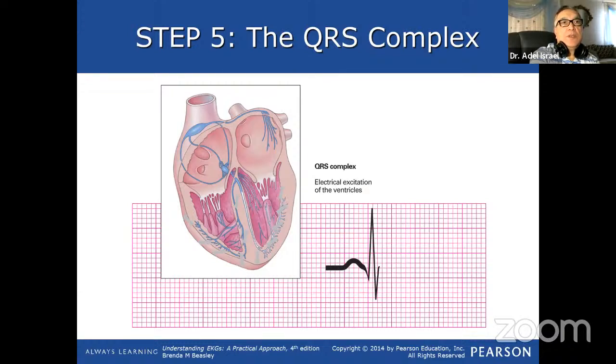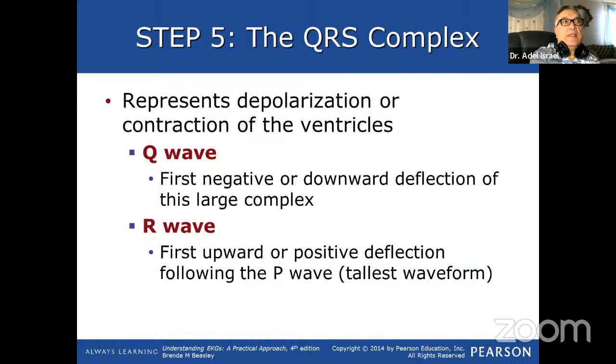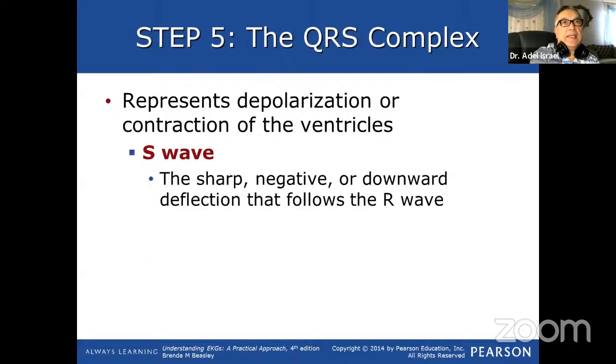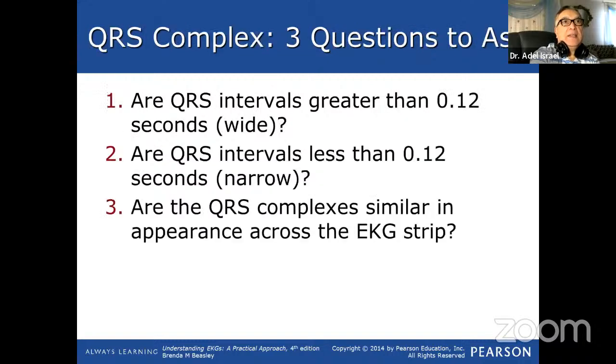And we know, again, the normal value is less than 0.12 second. And it consists of Q wave, which is negative, R wave, which is upright positive, and then S wave, which is also negative. And the time is very important. It will guide us to serious situations within the ventricle. So if it is bigger than 0.12, pay attention.